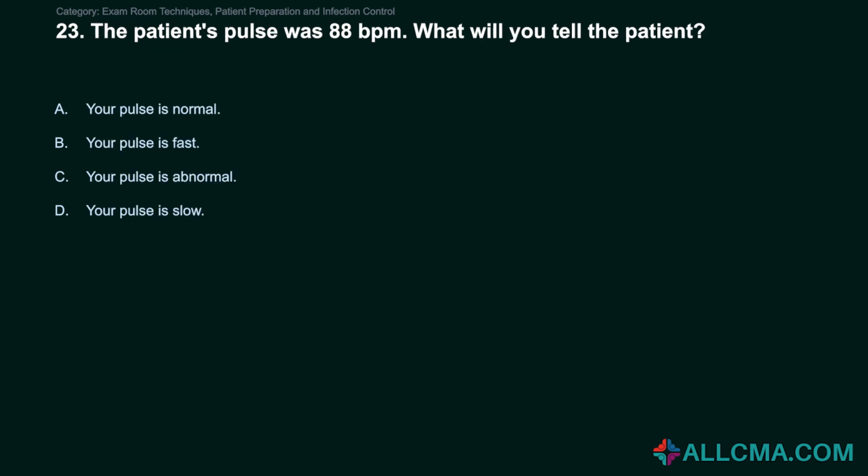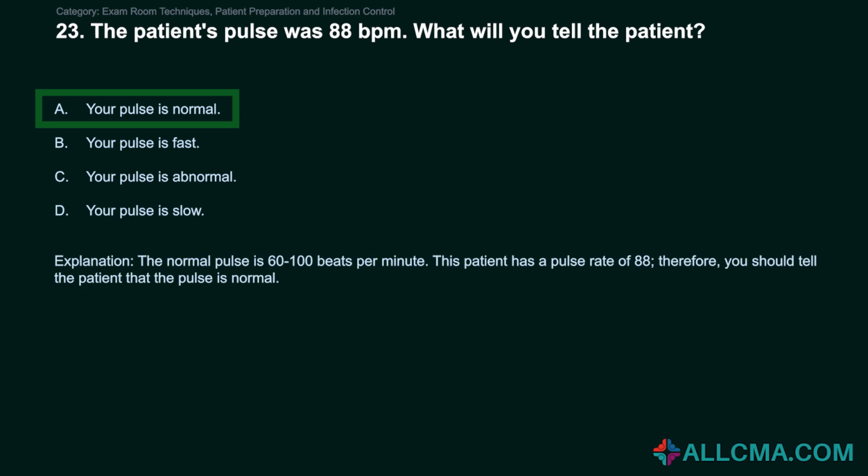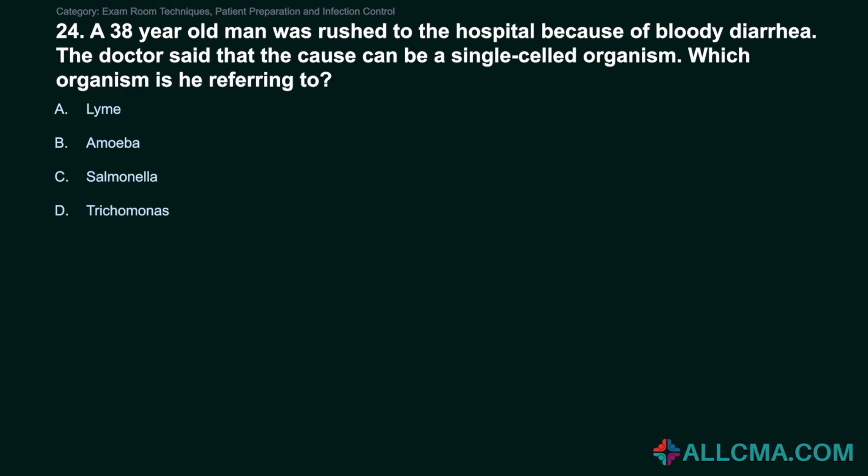23. The patient's pulse was 88 bpm. What will you tell the patient? A. Your pulse is normal. B. Your pulse is fast. C. Your pulse is abnormal. D. Your pulse is slow. Correct answer: your pulse is normal. The normal pulse is 60 to 100 beats per minute. This patient has a pulse rate of 88, therefore, you should tell the patient that the pulse is normal.